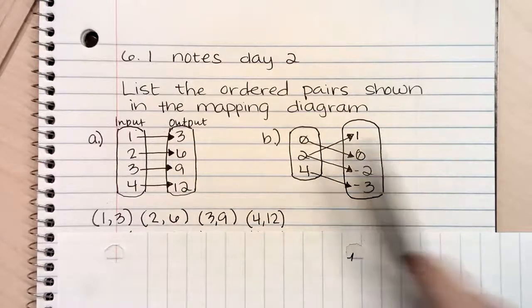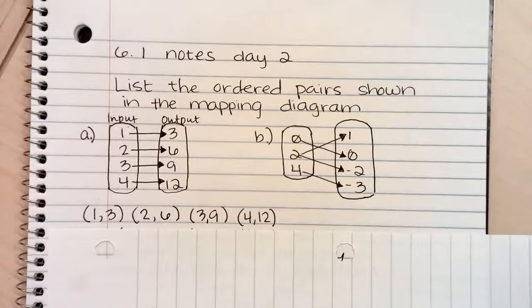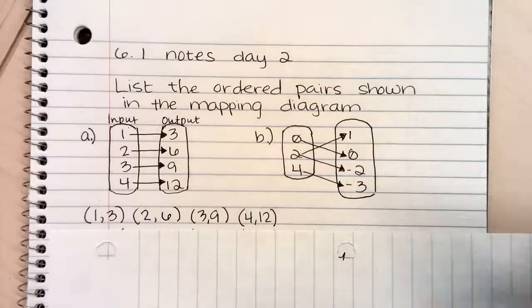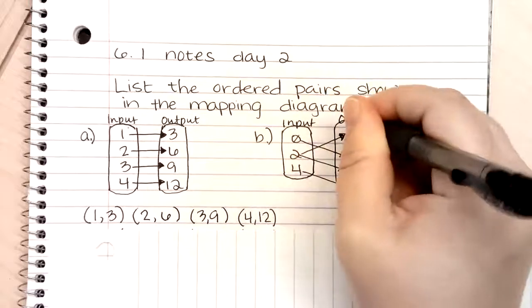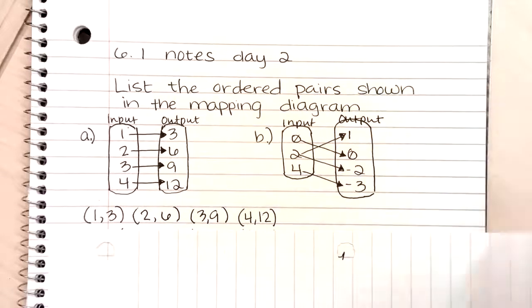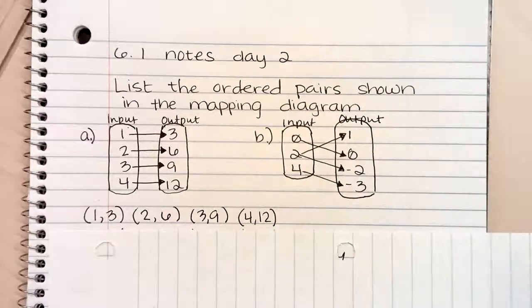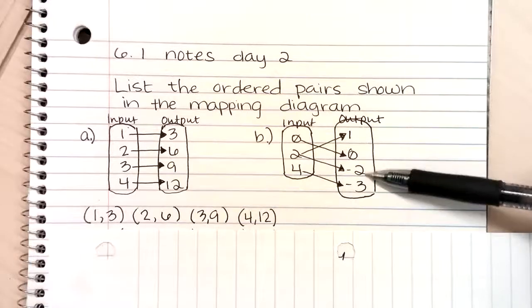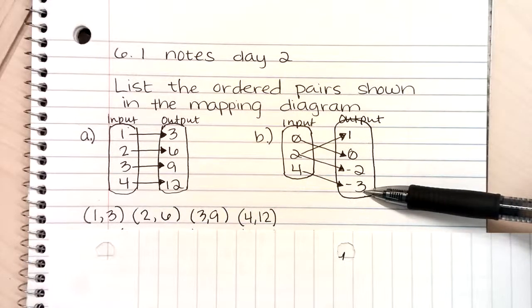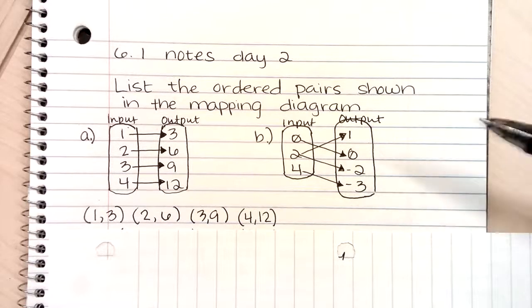All right, let's do B. B is a little different. Notice there are less input values than output values. So my input values are 0, 2, 4. Remember, these are my X's. And my output values are 1, 0, -2, and -3. So let's just follow the arrows, and list our ordered pairs.